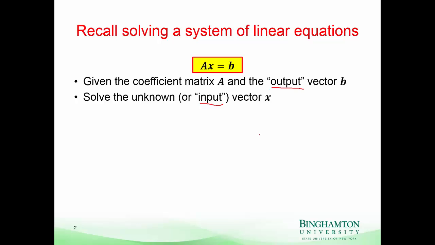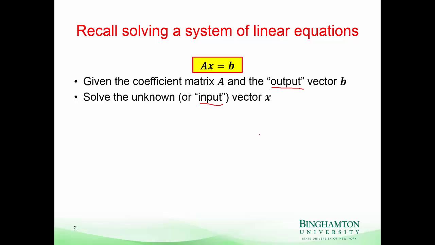We think of X as going in, being operated on by A, and B is what comes out. So we can think of A as representing some sort of system, X is some sort of input to that system, and B the output. We know the system A, we know the output that arises, B, and we're trying to figure out what went into the system to create that B. In many engineering applications, that's a very important way to view these kinds of things.